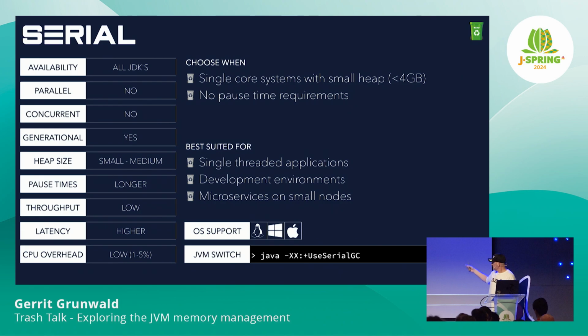Heap sizes for small and medium heaps, pause times more long than short. It has a more or less low throughput. Latency is higher. CPU overhead is quite low. Right? The idea is you have, for example, 10 threads working on your application. Then you stop the world. Then you have one thread doing the garbage collection. Once it's done, you continue with your 10 threads for the application. This is how the serial collector works, right, in principle.